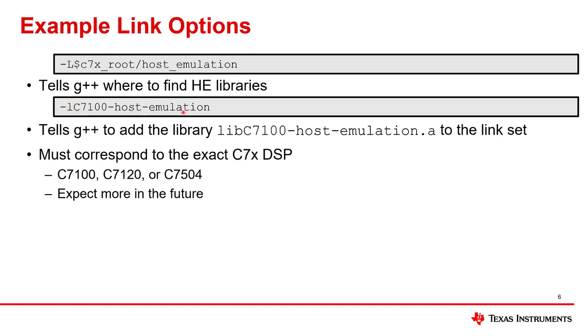And -l is how you tell the linker, add this library to the set of things that are linked against. So you write it like this, and then the convention with the G++ linker is that it adds lib to the front, .a to the end, and so it ultimately forms this full library name here.